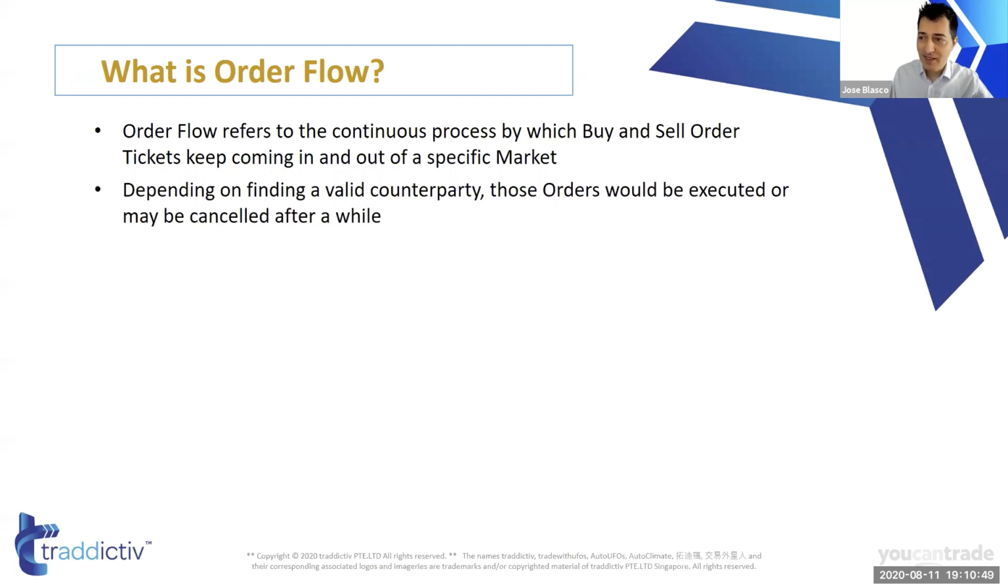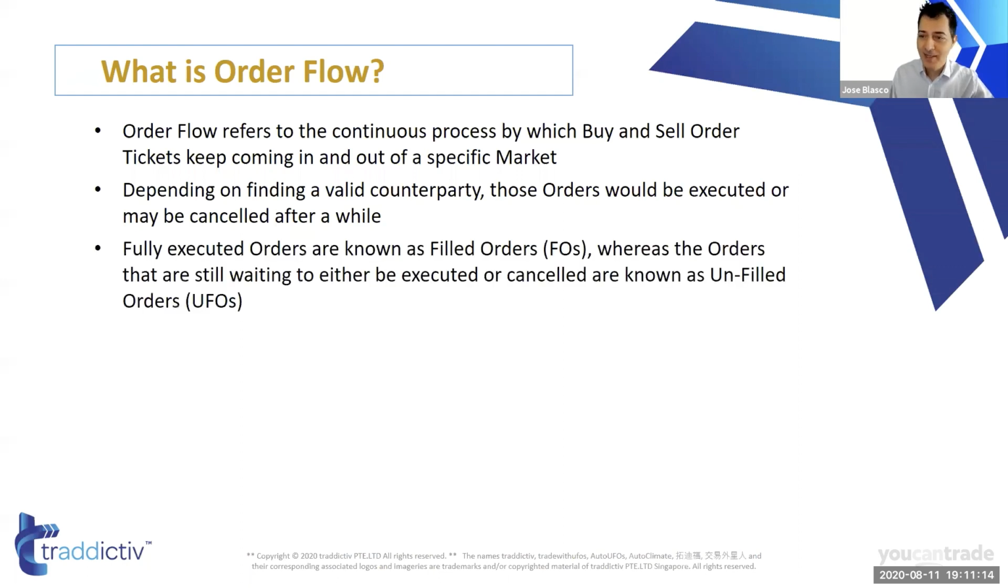Depending on finding a valid counterparty, those orders that arrive at an exchange will either be executed or not. If they are not executed, it's because for every buyer you need a seller that accepts the trade at the same price, or for every seller you need a buyer that accepts the trade at that same price. After a while, these orders may be canceled, and those order tickets did nothing, or maybe they did a lot. Fully executed orders are known as filled orders. We call them FOs, and this is just a little bit of terminology so you understand the coming lecture better.